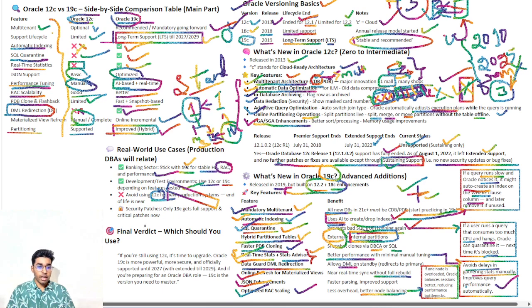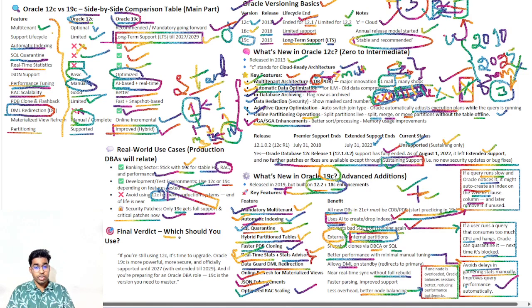Next, security patches. Security patches we are not getting for 12c, correct? Because we are not getting any support from Oracle. So we have security patches for 19c, and we get full support as well as critical patches. For critical patches, we can apply the patches quarterly.